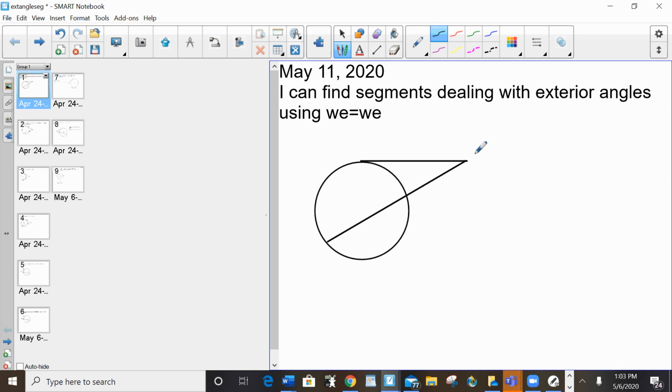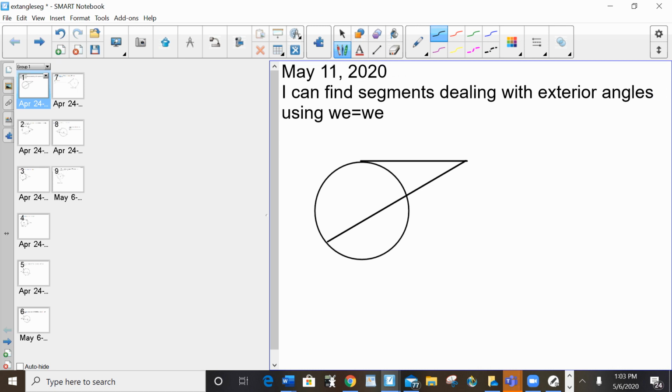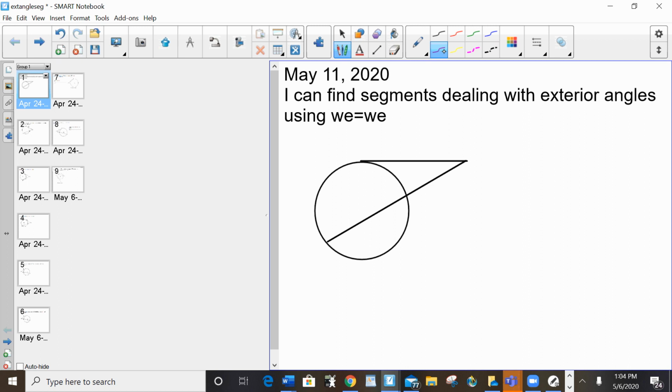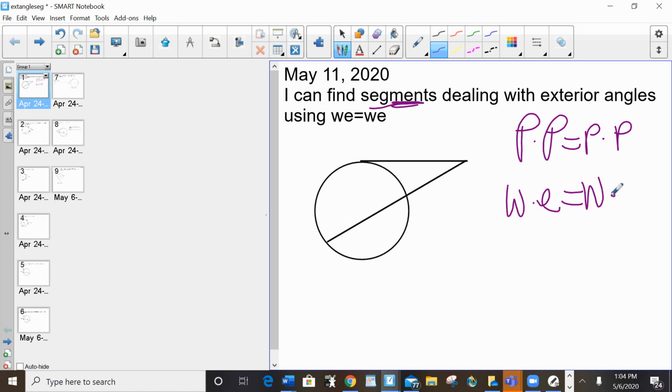So this picture should look very familiar because last week we dealt with this picture, but last week we dealt with arcs and angles. Now we're dealing with segments. And the two segment rules that we're going to talk about are a little childish to help you remember them, but it works. There's PP and WE WE. Tomorrow we're going to talk about PP, part times part equals part times part. Today we're going to talk about WE WE.